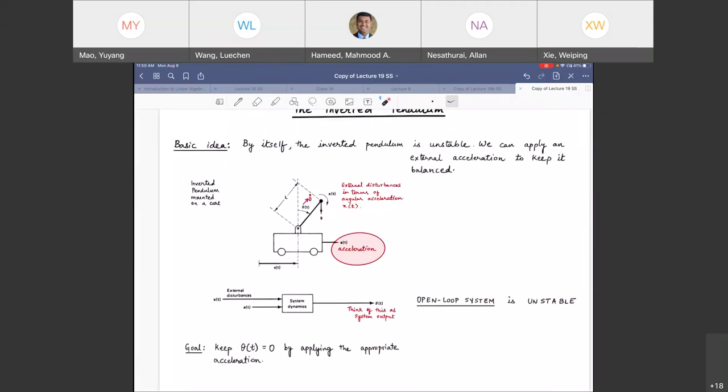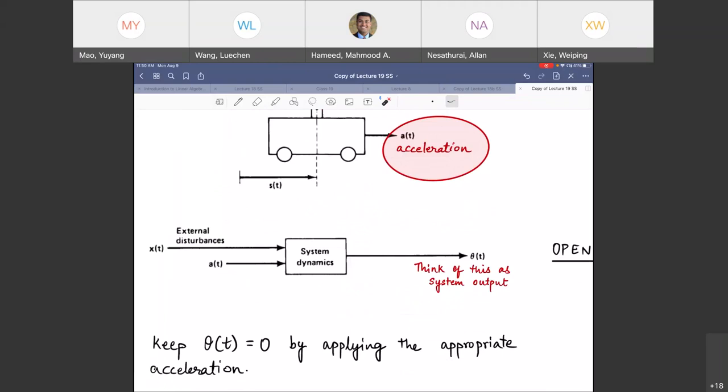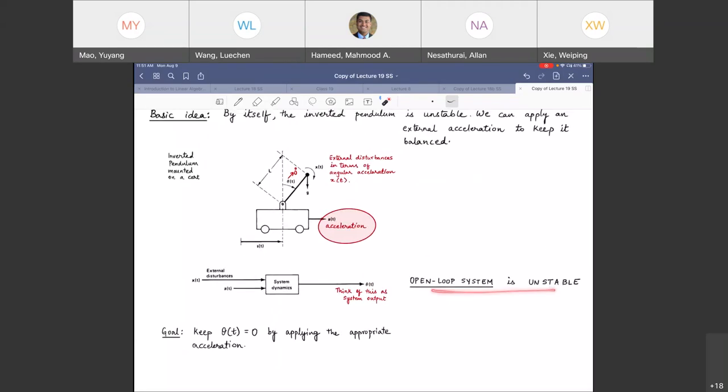All right, so let's see. What is the open loop system going to look like? Well, that. You have external disturbances. You have the system dynamics over here. You have that output, theta of t. Theta of t and a of t are not related, right? You are just randomly, arbitrarily accelerating the cart. Of course, it is not stable. It is never going to balance upright. So open loop system is going to be unstable, and we can actually show that using the math.